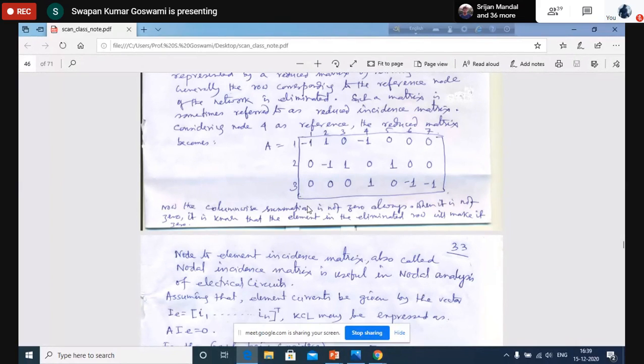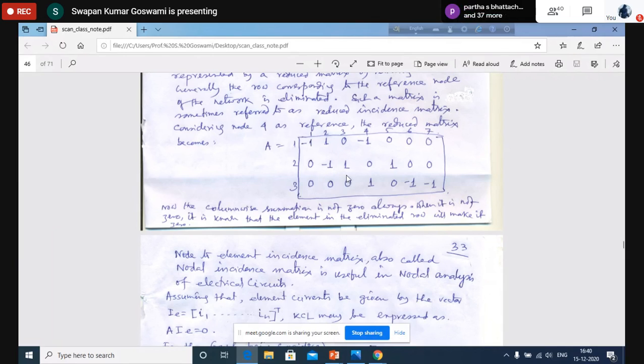That means element number 1 is connected between node 1 and node 4, and the direction of the element is away from node 4 and towards node 1, like this. Similarly, element 2 is connected between node 1 and node 2, and the direction of the element is away from node 1 and towards node 2. So in this way, once we have the reduced incidence matrix, you can draw the network graph.